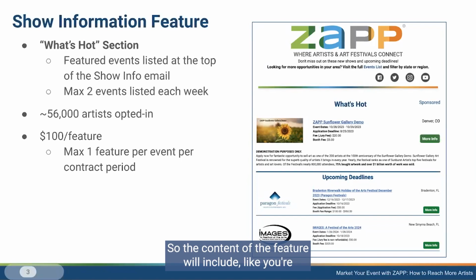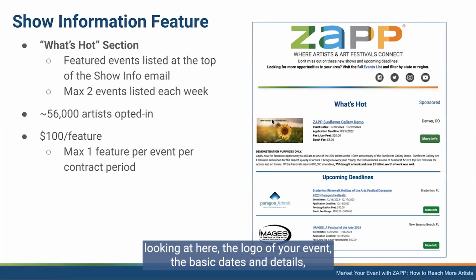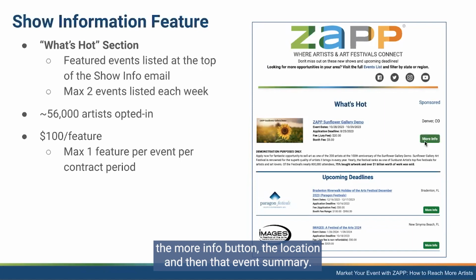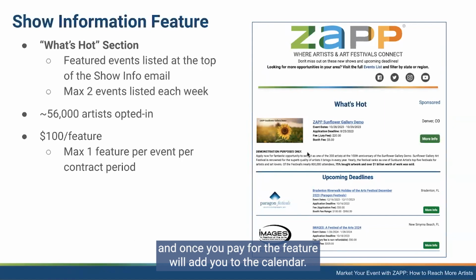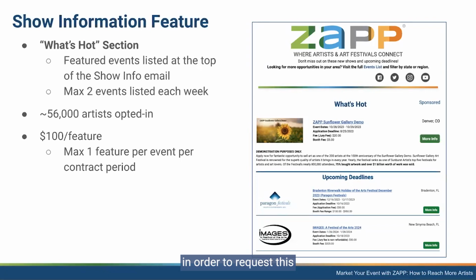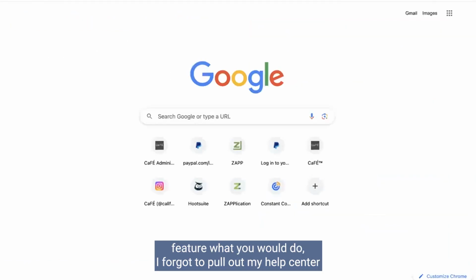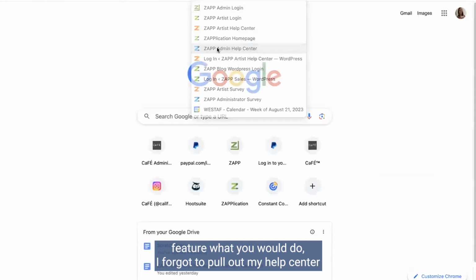So the content of the feature will include, like you're looking at here, the logo of your event, the basic dates and details, the more info button, the location, and then that event summary. When you purchase this feature, all you have to do is ensure that your event summary and your details are accurate and up to date. And once you pay for the feature, we'll add you to the calendar for the sponsored section of this show information email.